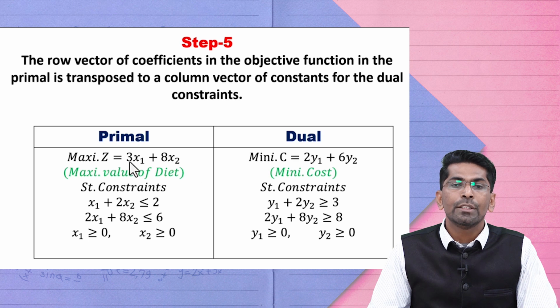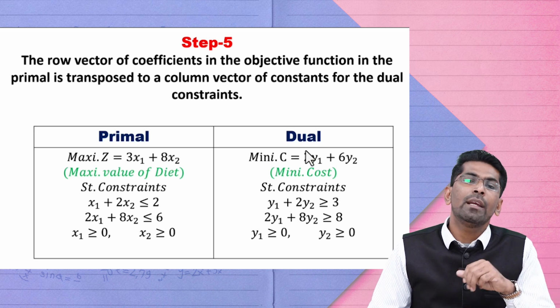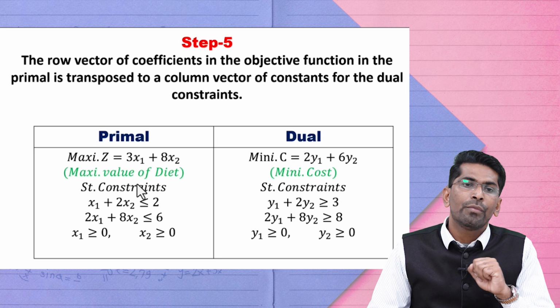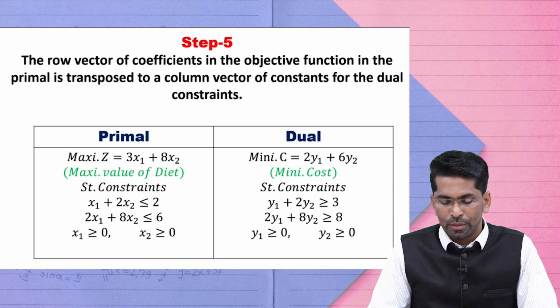So here for the constraints, these two coefficients, 3 and 8, will become the column vector of constants for the dual. So here it will be greater than or equal to 3 and greater than or equal to 8. At the same time, the decision variables are maintained as greater than or equal to 0. So now the conversion is completed, or the mathematical formulation of the dual is completed. From our primal problem, we changed everything to construct the dual problem. It was a maximization problem, so its dual will be the minimization problem.